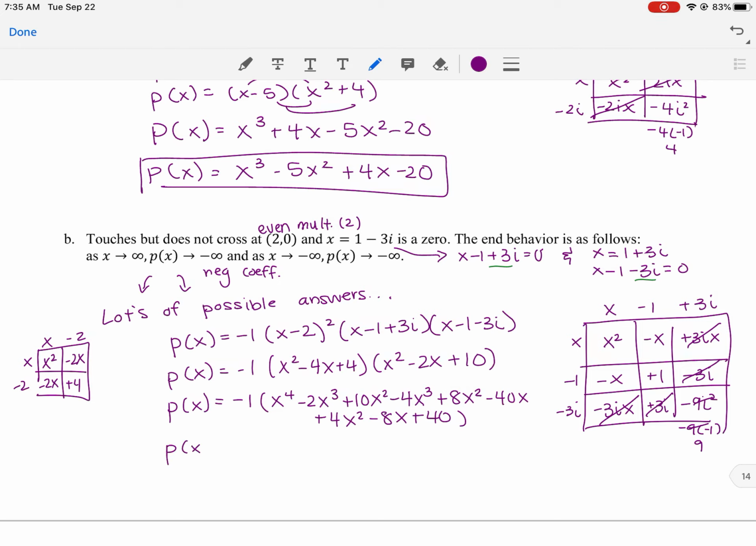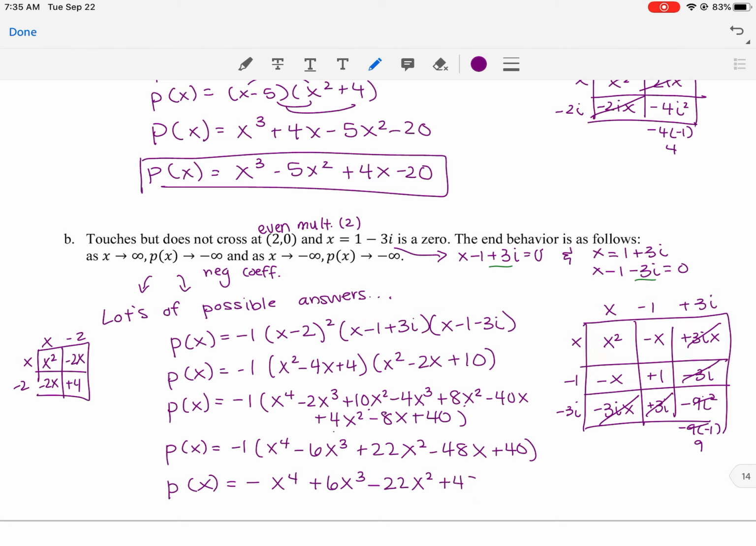Okay, let's see what combines, because I think there's a bit that combines. We get x to the fourth. With our cubes, we have minus 6x cubed. Then we have plus 22x squared minus 48x plus 40. Last but not least, we got to change all the signs. So we get negative x to the fourth plus 6x cubed minus 22x squared plus 48x minus 40. And we are done.